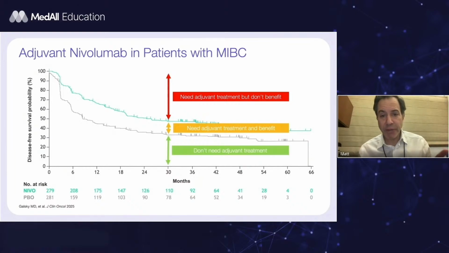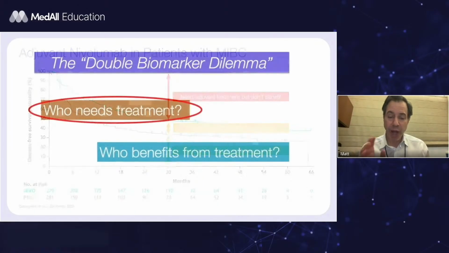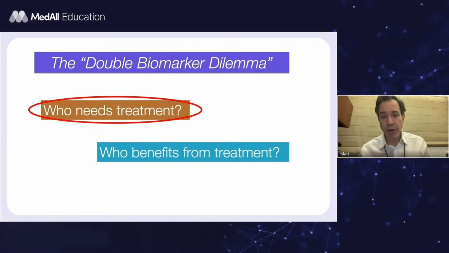So if we think about these 3 scenarios, it really paints the perfect picture for implementation of a precision medicine-based approach, because clearly there are patients here that we're overtreating, there are patients here that we're undertreating, and there are patients here for whom this is really the appropriate treatment. So how do we determine this better? Well, if we can identify who needs treatment in the adjuvant setting, that would be a start. And sometimes biomarkers of patients who need treatment versus biomarkers of patients who benefit from treatment are conflated.